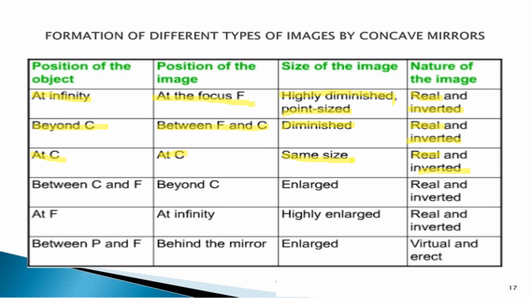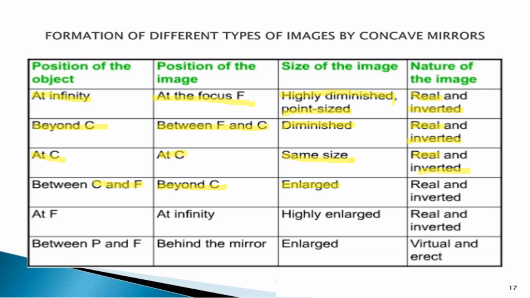Then we take the object between C and F, between center of curvature and focal point. We get the image beyond C and the size is enlarged. Highly diminished, same size, enlarged. So slowly the size of the image is increasing, and the distance of the image from the mirror is also increasing. Object distance is decreasing from top to bottom: at infinity, beyond C, at C, between C and F, at F, between P and F. Slowly it is coming towards the mirror, and the image is going away from the mirror.